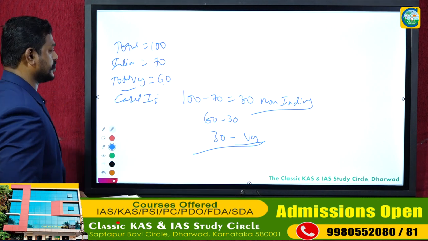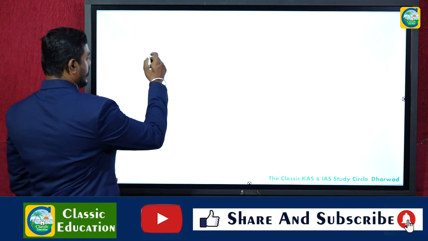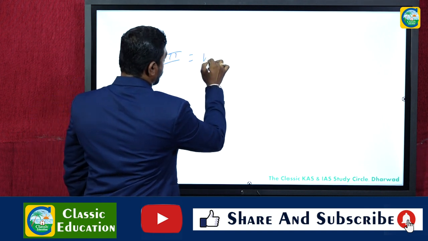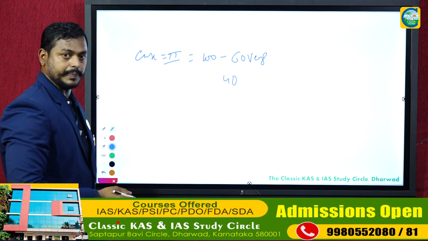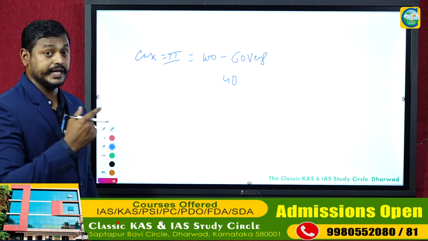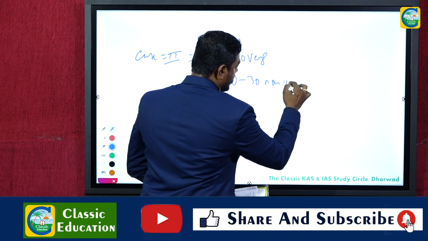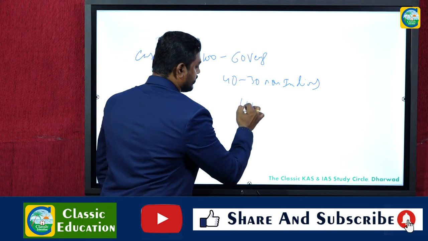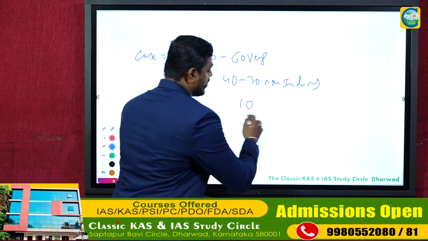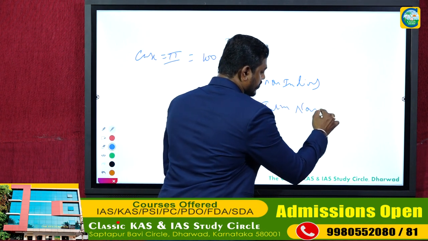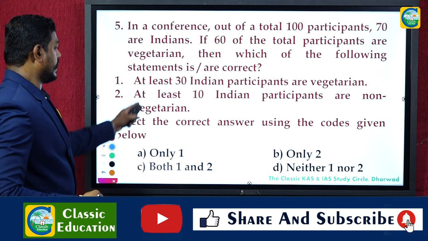Come to case number 2 here, friends. Out of 100 participants, 60 are vegetarian. Case 2: out of 100 participants, 60 are vegetarians. Okay, so 100 minus 60 is 40. Right, 40% is left here, and 30 are non-Indians, they have said, right? So in this case 30 are non-Indians, then 40 minus 30 non-Indians, friends, means the remaining Indians left here are 10%. Case 2 is telling that at least 10 Indian participants are non-vegetarians. So this is 10 Indian non-vegetarians.